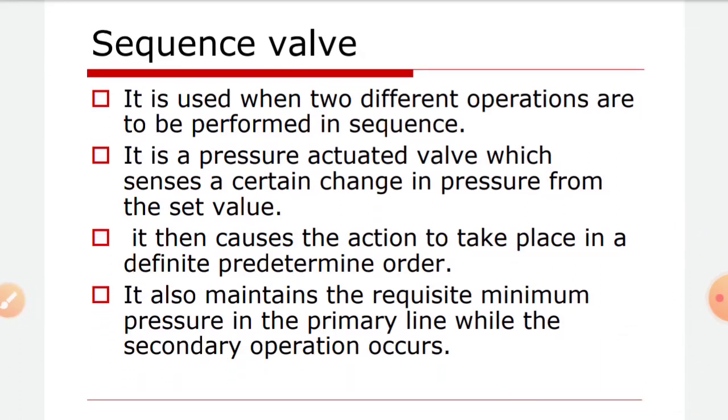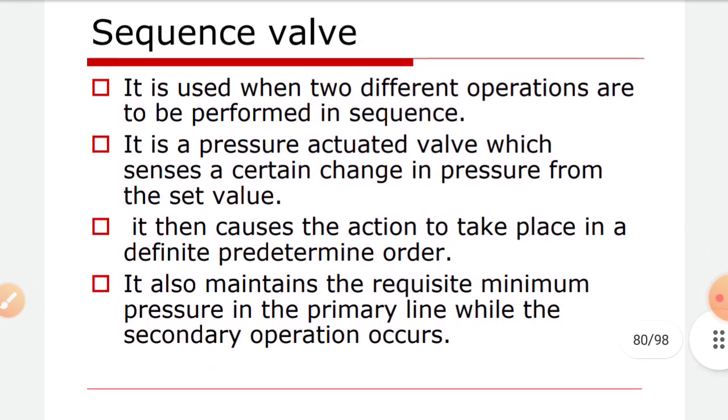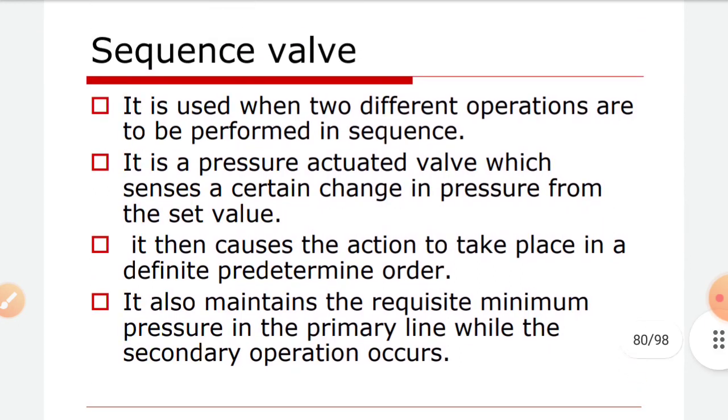A sequence valve is used when two different operations are to be performed in a sequence. It is a pressure actuated valve which senses a certain change in pressure from the set value. It then causes the action to take place in a definite predetermined order. It also maintains the requisite minimum pressure in the primary line while the secondary operation occurs.